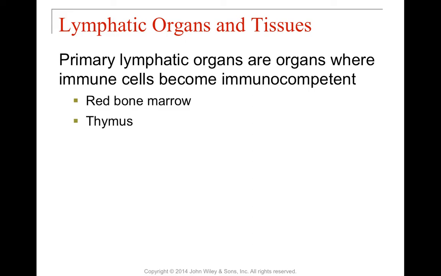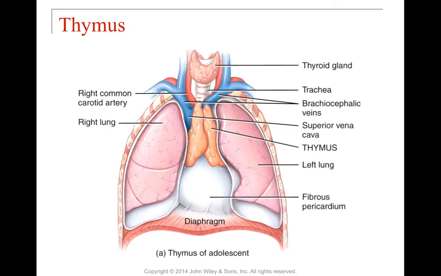Now we have other lymphatic organs, including the red bone marrow and the thymus. And we talked about T cells and B cells previously. This is where they get their names. T for thymus, B for bone marrow. And these specialty lymphatic organs are areas where immune cells become what's called immunocompetent. They go from being precursor cells to cells that are actually able to perform their immune function.